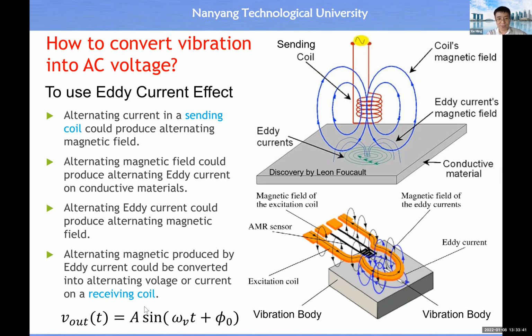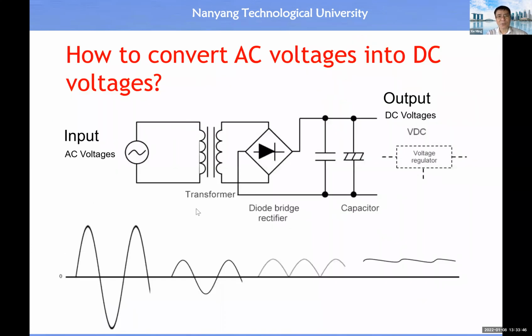So the AC voltage at the output, right? The next question is how to convert AC voltage into DC voltage. For example, we can use this standard diode circuit coupled with a capacitor. The capacitor is just for us to smooth out the DC output. And if we want to scale up or scale down the AC voltage magnitude, sometimes the magnitude may be very small, then we can use a transformer to scale it up, or if it's too strong, we can scale it down.